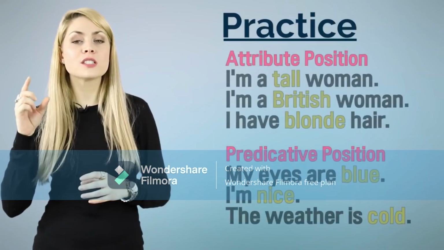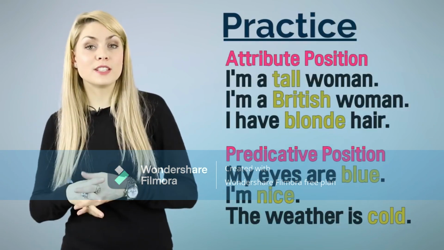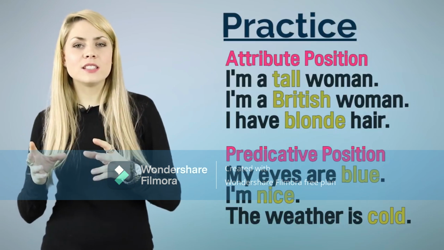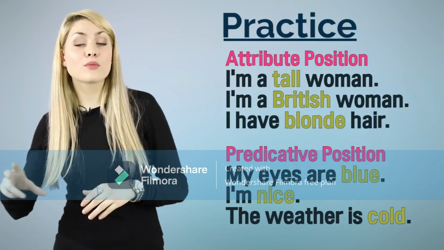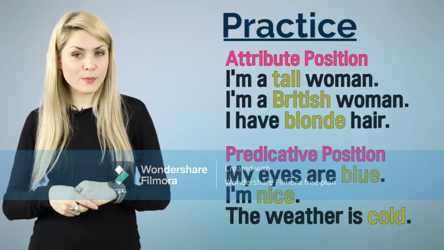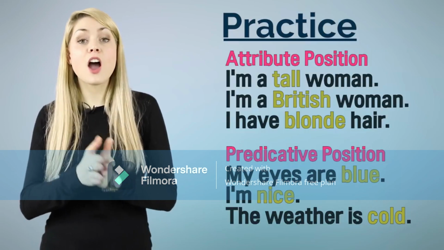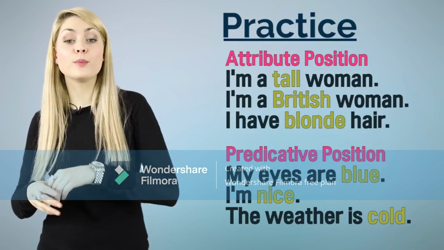Now in the first three sentences, it's the attribute position. Remember, the adjective comes before the noun. And in the last three sentences, it's the predicative position. Remember, the adjective comes after the noun, and in this case, after the verb to be.